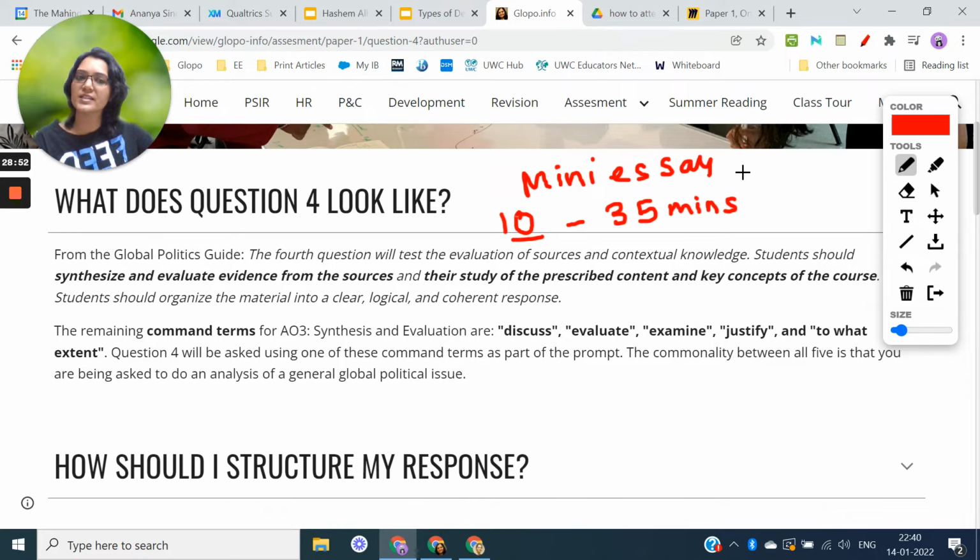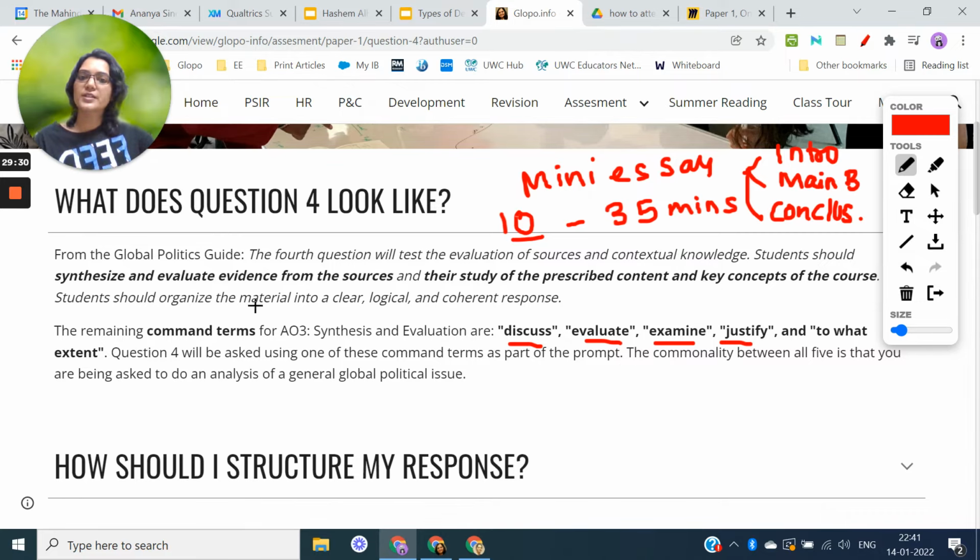The moment I say mini essay, that means I am demanding from you an introduction, main body, and conclusion. Fair enough. I am looking for all these things. What could be the command term for this question? It could be discuss, evaluate, examine, justify, to what extent, how far. These are pretty long command terms which are asking you to write, analyze, and evaluate properly.